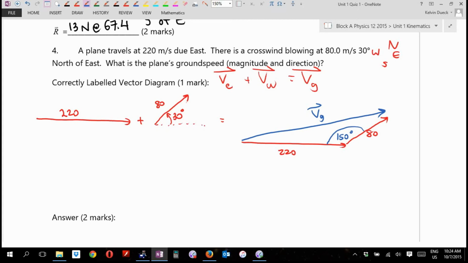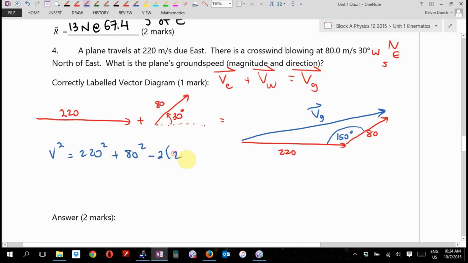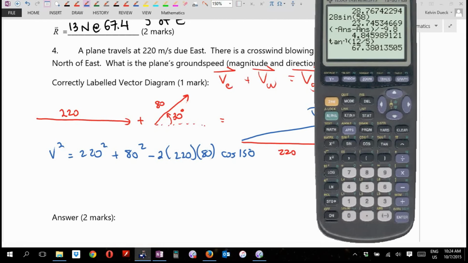SOHCAHTOA? No. Is there a pair? Nope, it isn't the sine law, so what is it? It's going to be v squared equals 220 squared plus 80 squared minus 2 times 220, 80 cos 150. Thankfully, I have a good calculator. I can just type this all in one fell swoop.